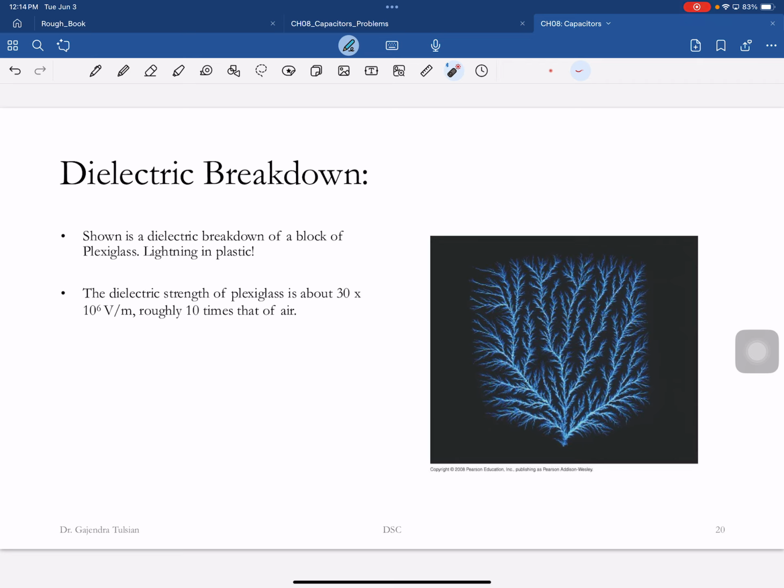Except that the field strength required is much higher. So you can charge it to a higher voltage. The dielectric strength of plexiglass is about 30 times 10 to the 6 volts per meter. So 10 times stronger. So to make lightning in plexiglass, you need a field 10 times stronger. So that tells you that you can charge that capacitor that much higher, with that plexiglass in between.